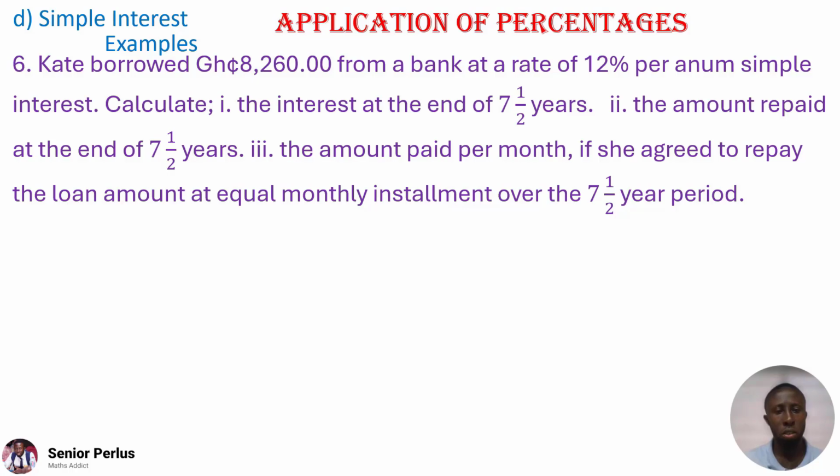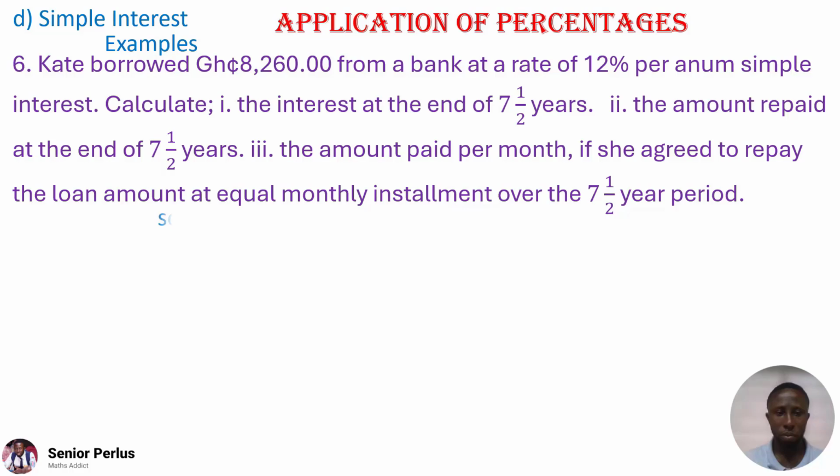Kate borrowed 8,260 Ghana cedis from a bank at a rate of 12% per annum simple interest. Calculate the simple interest at the end of 7.5 years. The amount repaid at the end of 7.5 years. The amount paid per month if she agreed to repay the loan in equal monthly installments over 7.5 years.